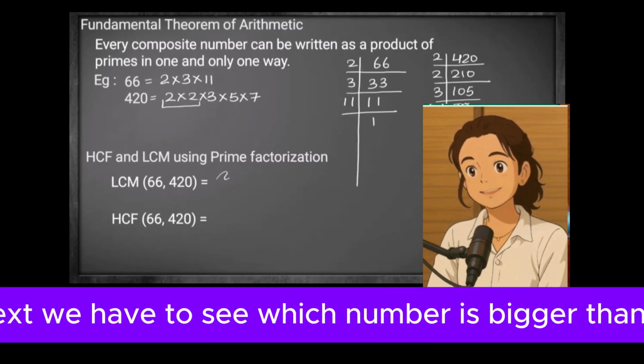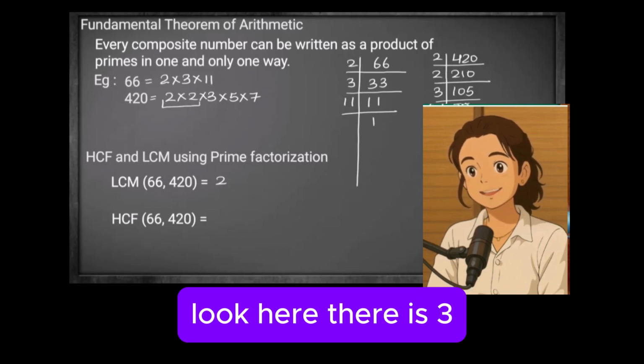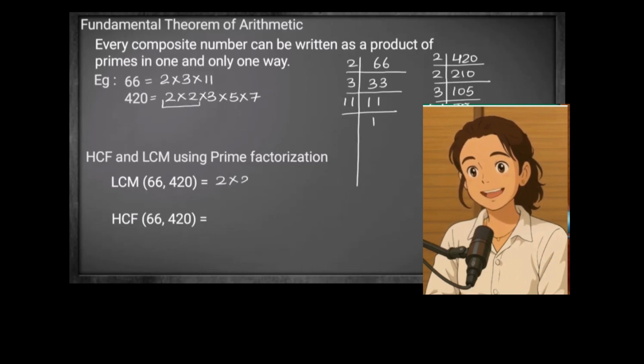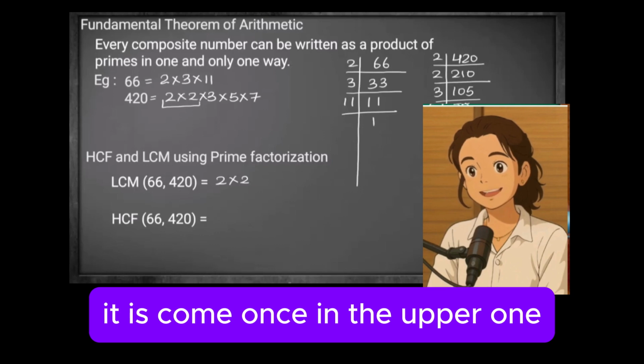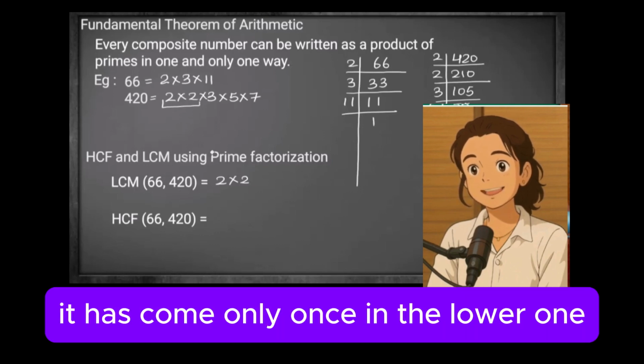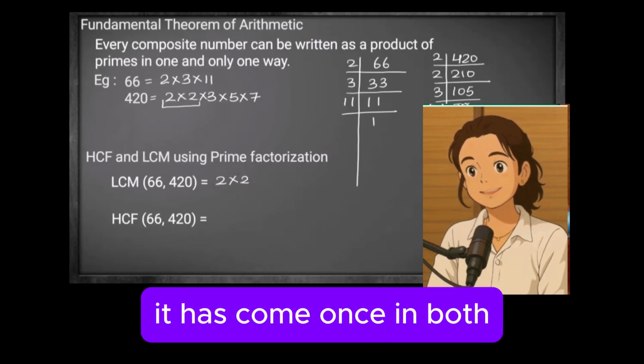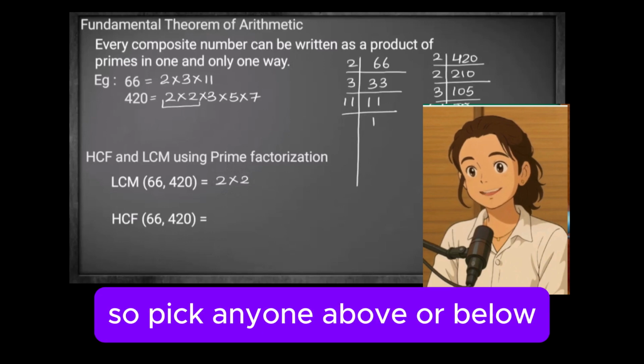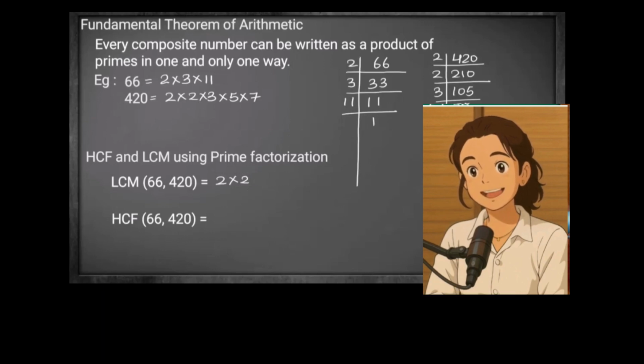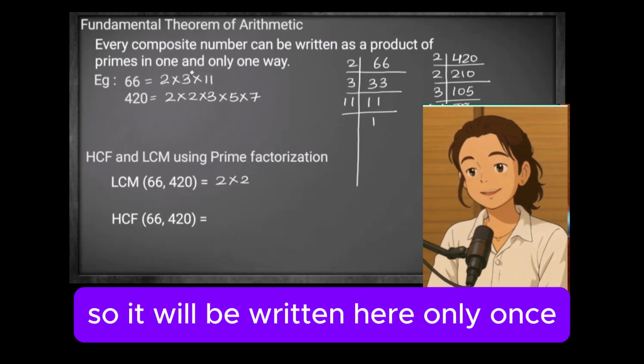After this, next we have to see which number is bigger than 2, that is 3. Look here, there is 3. It has come once in the upper one, and it has come only once in the lower one. It has come once in both. So pick any one, above or below. It has come once, so it will be written here only once.